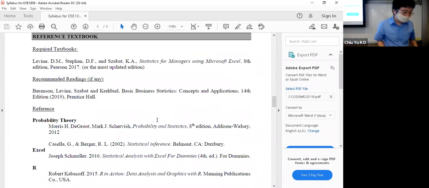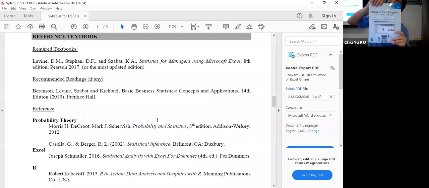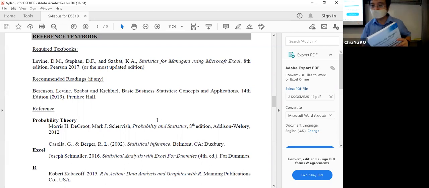For the textbook, I actually got it this morning in my mailbox, this one. You can see, can you see from the Zoom?